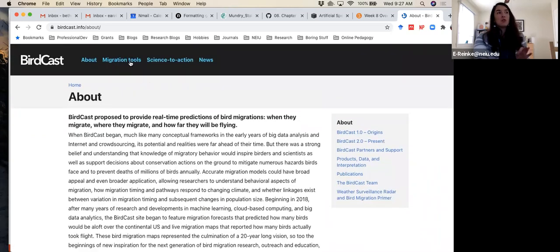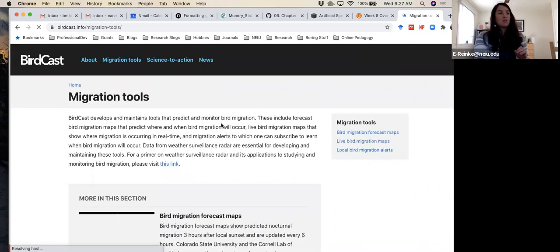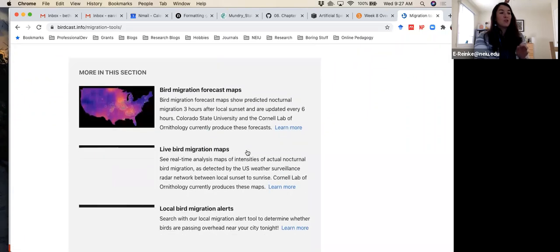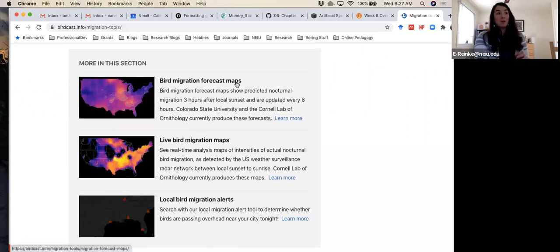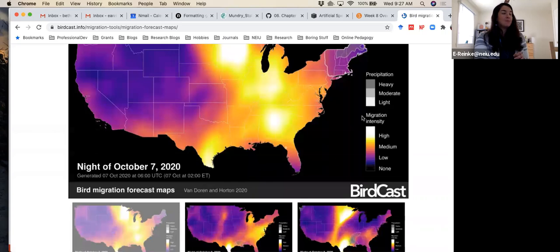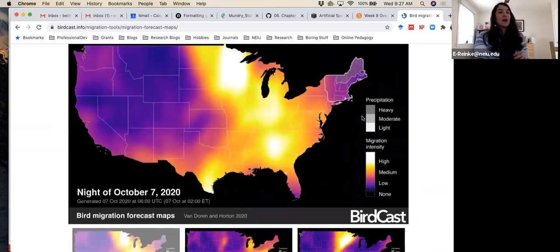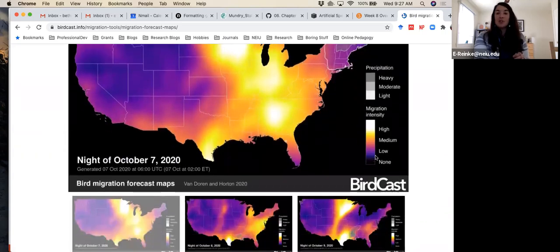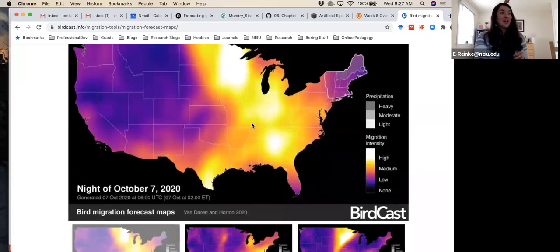But the main thing I want to show you on this website are their migration tools. So they have these really great maps, bird migration forecast maps and live bird maps. Here, let's do these one at a time. So the forecast maps. So this is forecasting what the migration intensity is likely to be on any given night in the US. So you can see here's Illinois. We are in a hot spot right now.